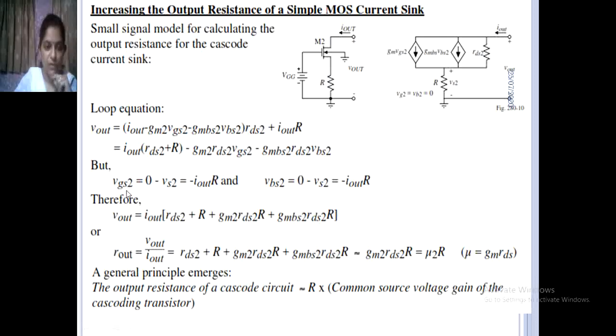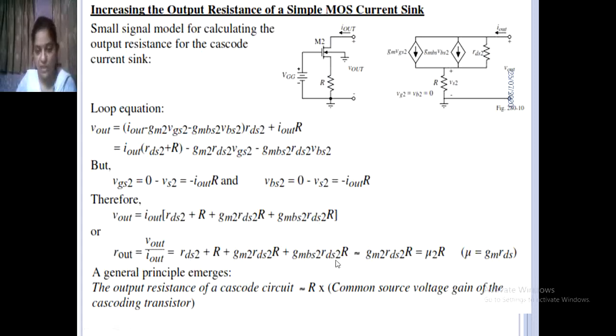If VGS2 is equal to 0 minus VS2, that is minus I out into R, and VBS2 is nothing but this, then after putting in these values the equation for V out becomes like this, and from that again we take out I out. R out is nothing but V out divided by I out. So the value of V out we have put here, then I out gets cancelled, and whatever remains we have written here.